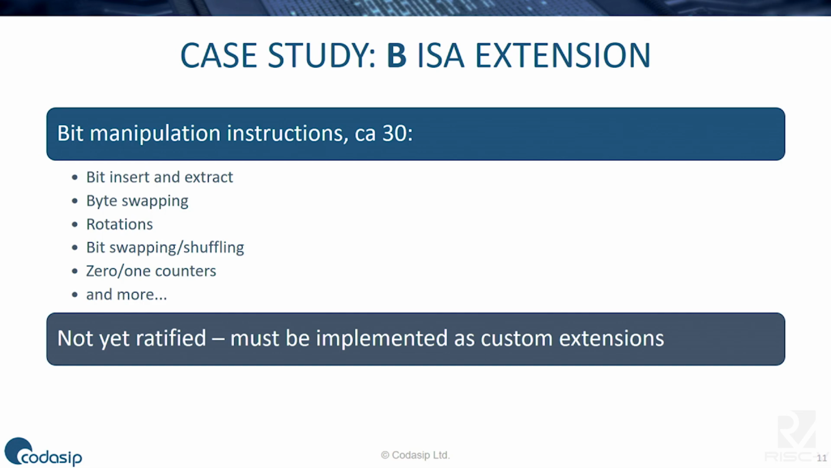So we have B already implemented in our core, and again, it's a configuration option. So even nowadays, you can just select, okay, I'd like to have B in BK5, for instance. And it's about 30 instructions. Given the fact that it's not ratified yet, unfortunately, we consider it as a custom extension again.